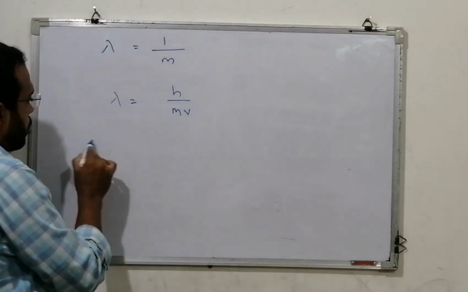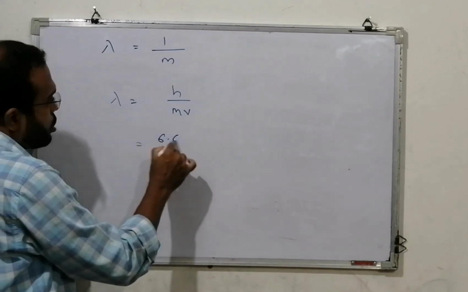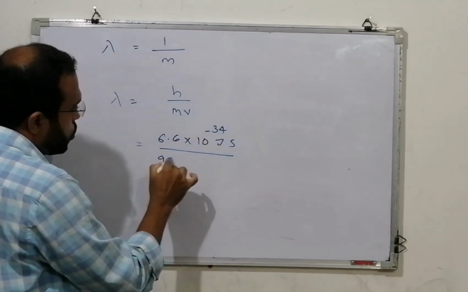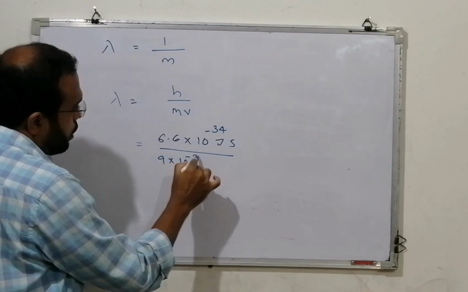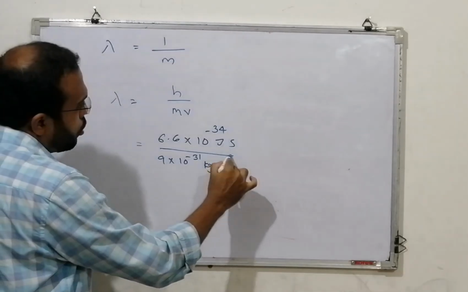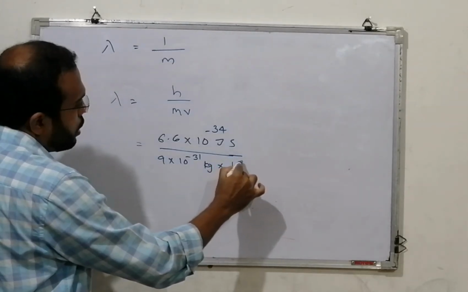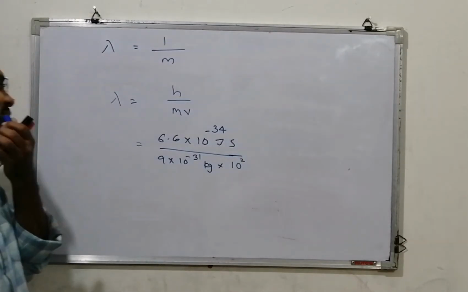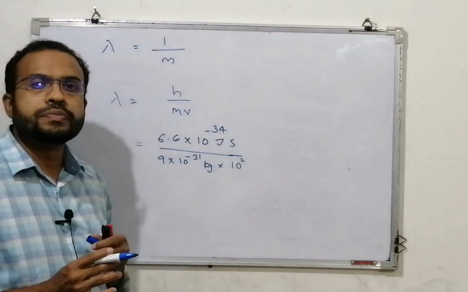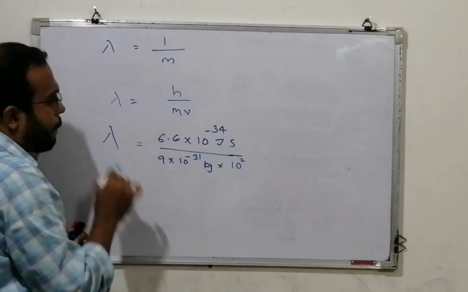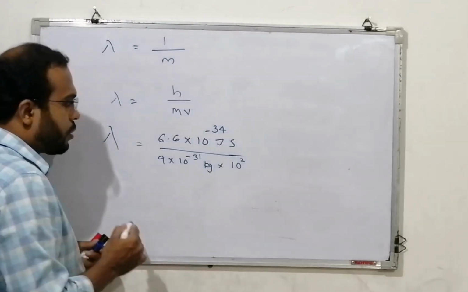Okay, suppose for our electron, h is 6.6 into 10 raised to minus 34 joule second, mass is 9 into 10 raised to minus 31 kilogram, and our electron is moving with a velocity of 10 raised to 2, that is 100 meter per second.